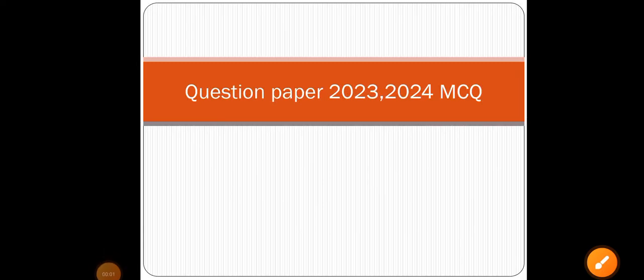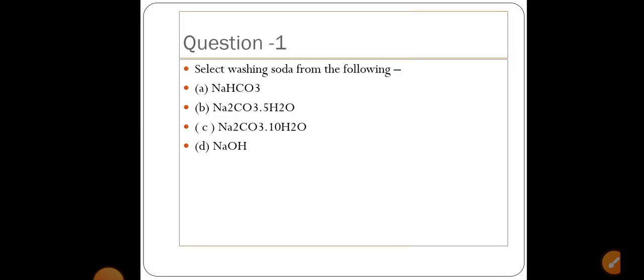Let us learn a few MCQ questions from question paper 23-24. The first question: select washing soda from the following. We know the basic formula of washing soda is Na2CO3, but since it has water of crystallization, that is 10 water molecules, the correct option would be C, Na2CO3 dot 10H2O.